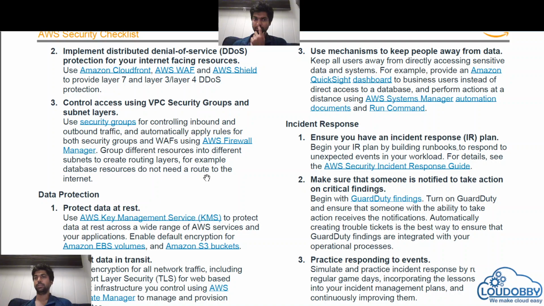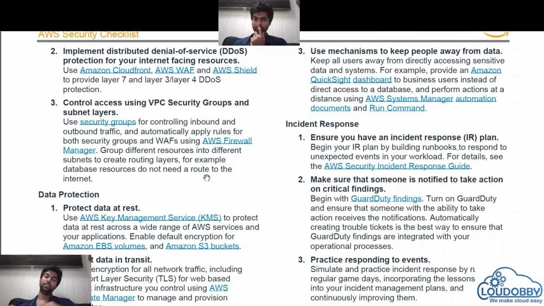Make sure that someone is notified to take action on critical findings. Begin with GuardDuty findings: turn on GuardDuty and ensure someone with the ability to take action receives the notification. Automatically create trouble tickets; the best way is to ensure that GuardDuty findings are integrated with your ticketing system. GuardDuty, as we discussed before, is going to detect your findings and it should notify someone, so you should have an automated process. Once GuardDuty finds something, it's going to call the on-call person, or create a ticket and assign it to the security team. So that should be in place when the detection happens. You need to have someone notified.